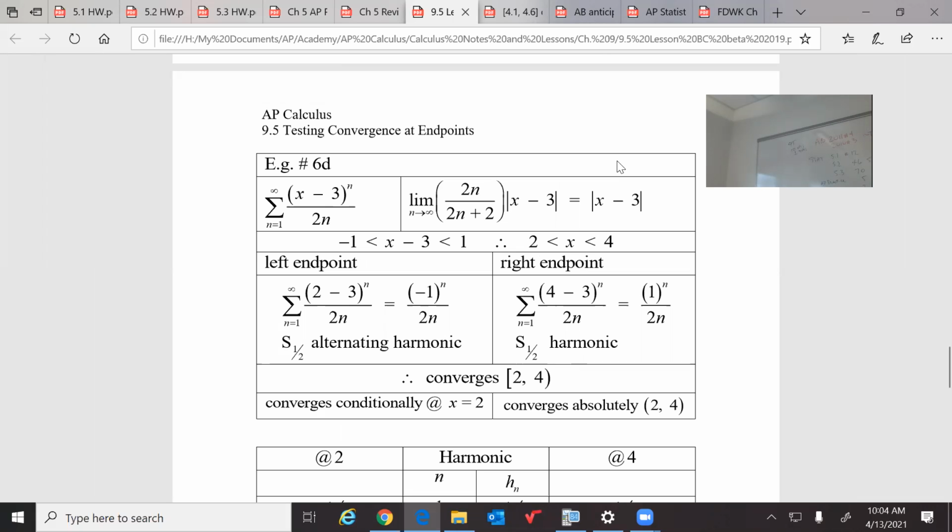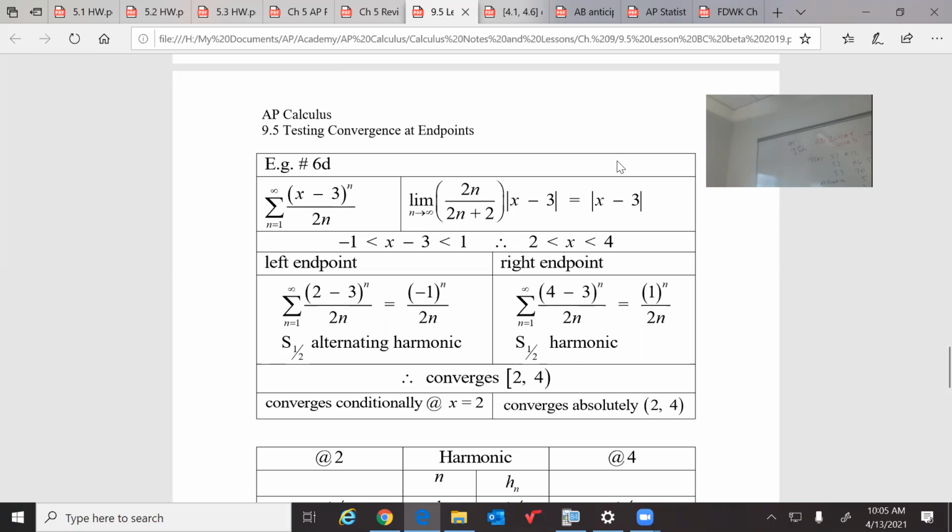We solve the inequality, add a 3 across, and we get 2 to 4. But now we've got to test the endpoints, meaning, are they open or closed at the endpoints? So we literally go to the series and put the endpoint in there. 2. What do you get? 2 plus a -3, because 2 is your x. That's -1 to the n over 2n, which is a size change of 1/2 to the alternating harmonic, so it converges on that endpoint.